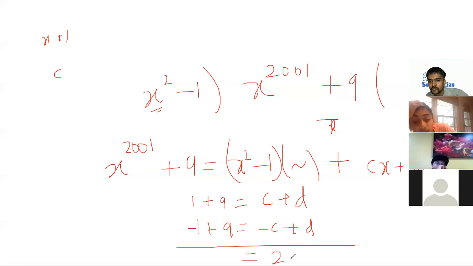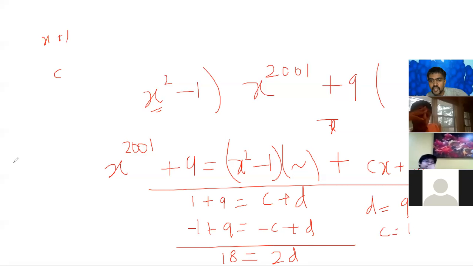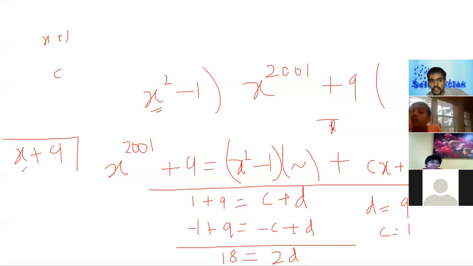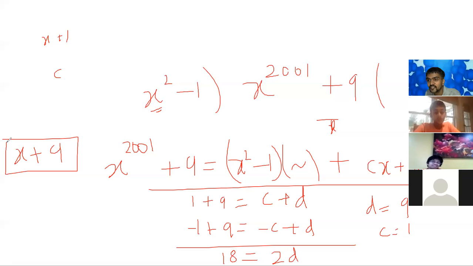Wait, what does the c plus d represent? That's c is remainder. And then what does the d represent? I feel confused. So the remainder is x plus 9. Divide and see, you'll get the remainder as x plus 9. I mean, of course, it'll be a nasty division. Oh, because it's x squared. Because it's second degree, remainder is of first degree. I don't get it. Can you explain?